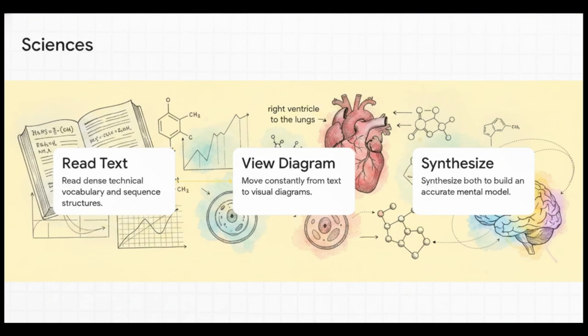Now, science texts, that's a completely different cognitive puzzle. You're suddenly dealing with incredibly dense technical vocabulary and strict process structures. To read science effectively, a student has to treat it almost like a high-stakes investigation. They must constantly move back and forth between the running text and the visual diagrams. Take a sentence like, blood flows from the right ventricle to the lungs. Honestly, that sentence only truly makes sense when the reader simultaneously traces that exact path on a diagram of the heart right next to it. Synthesizing the text and the visual step by step is absolutely crucial to building one accurate mental model.